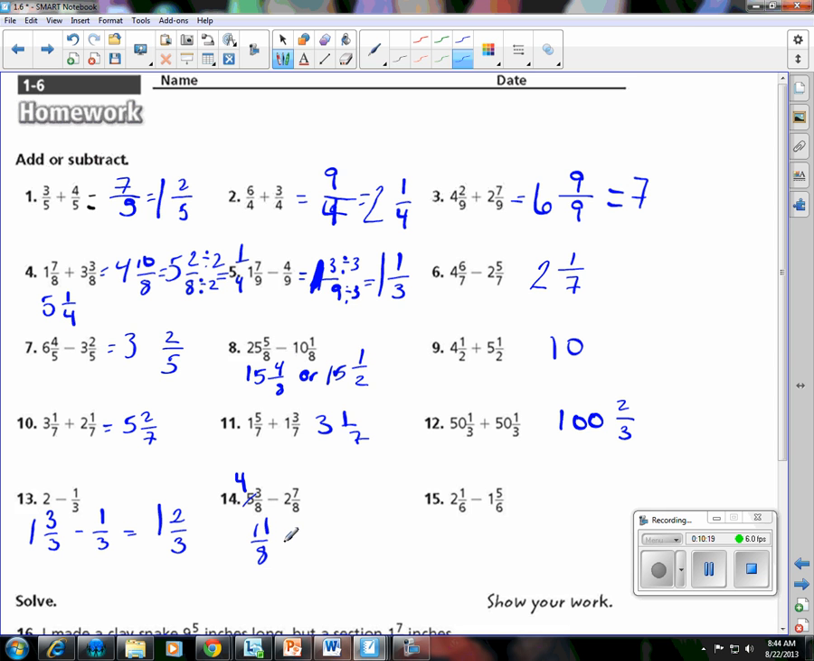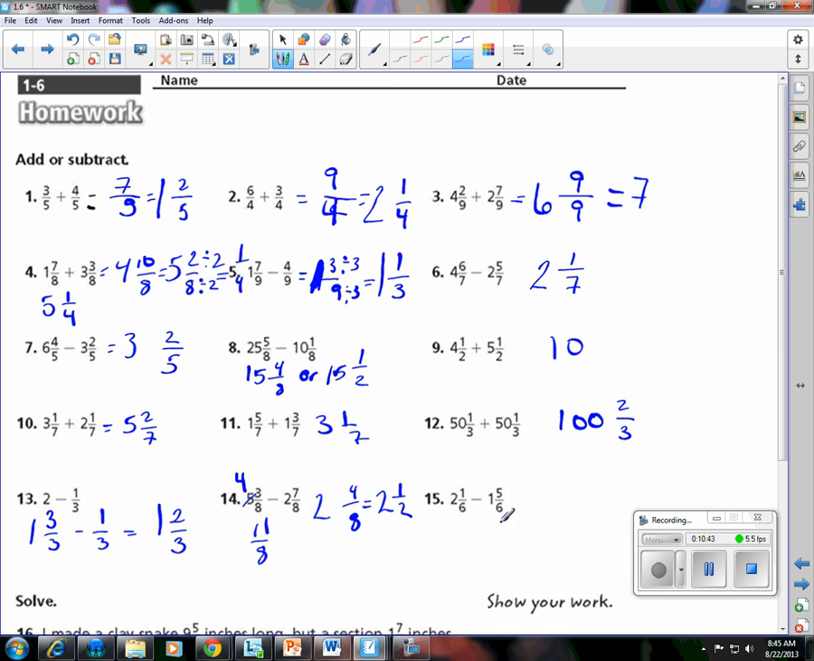I did not borrow 10 like I would in whole numbers. You borrow from the tens place, you get that. This time it's 8/8. I borrow that number in fractions. So 11 minus 7, 4. So 4/8. And 4 minus 2 is 2. An equivalent fraction would be 2 and 1/2.